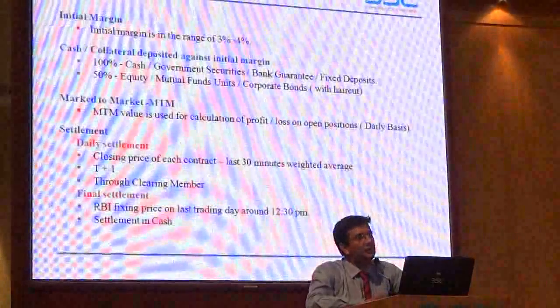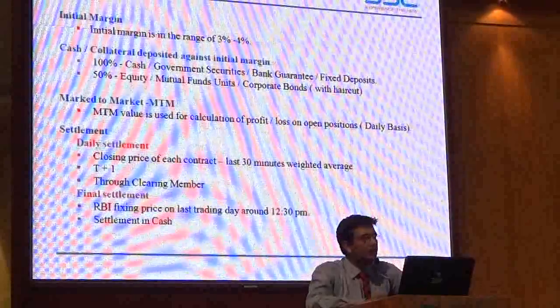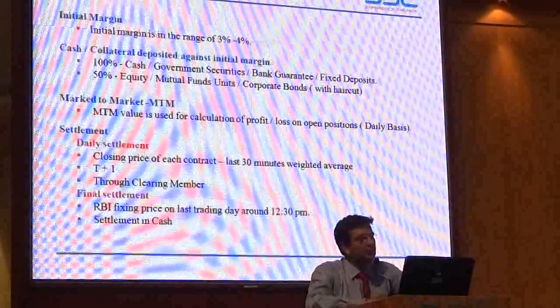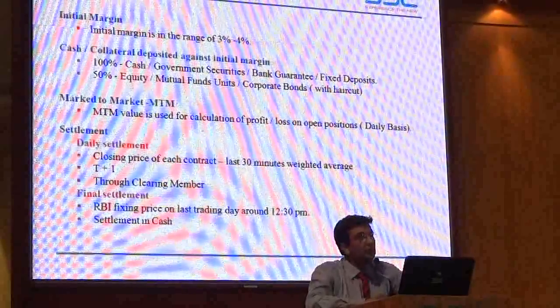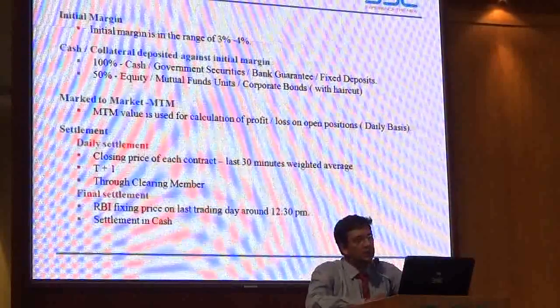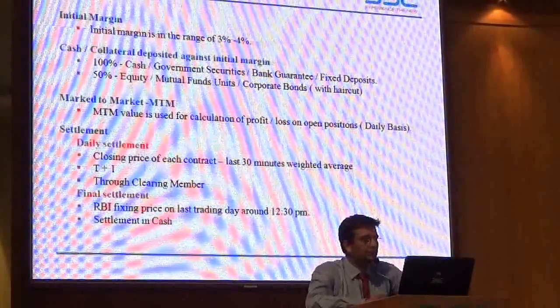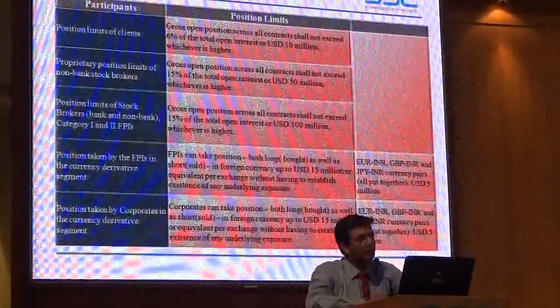As I said, the initial margin for the contracts is around 3 to 4%, and we take collaterals and cash, government securities, bank guarantees, fixed deposits, even equities as margins. Mark to market is there on a daily basis. Final settlement is on the RBI reference rate and it's a cash settled market.